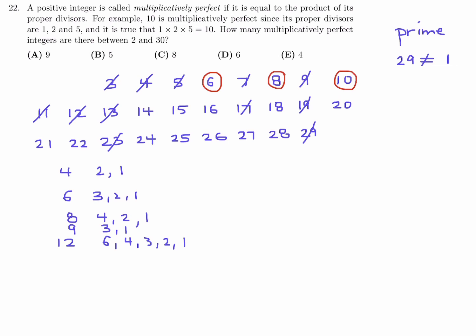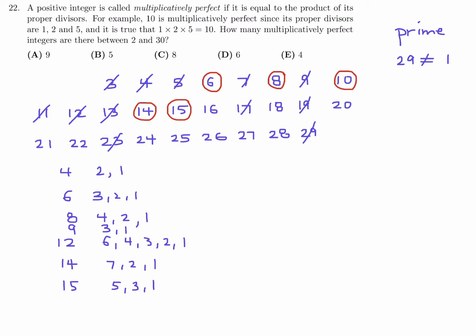All right, we don't have too many more. Let's just keep going. 14, the factors are 7, 2, and 1. Do they multiply to 14? And the answer is yes, they do. And let's see, next one is 15. The factors are 5 and 3 and 1. When you multiply them, they do indeed equal 15.